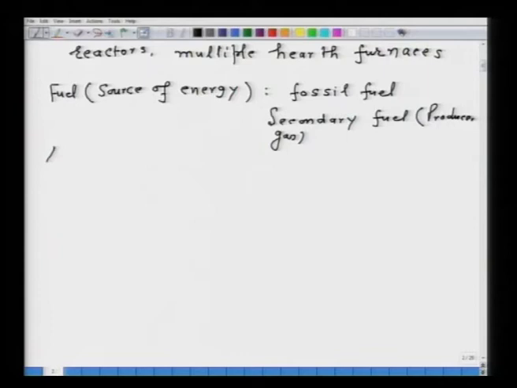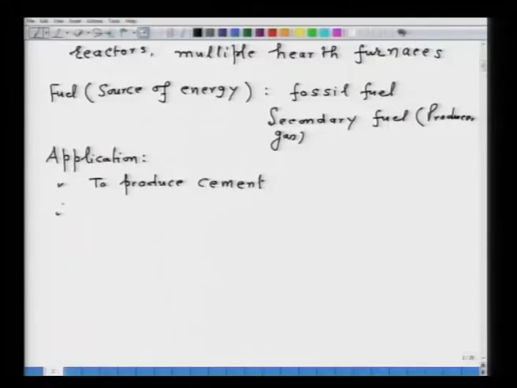Applications, some of the applications of calcination. One particular application is to produce cement. Now, here the calcination is one of the important steps where you get calcium oxide, and that is further mixed to produce cement. So, in cement industry the decomposition of limestone is a very important unit process.